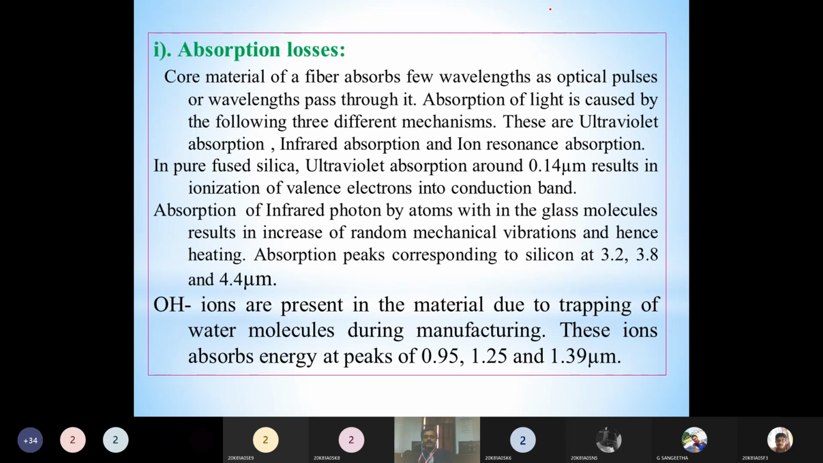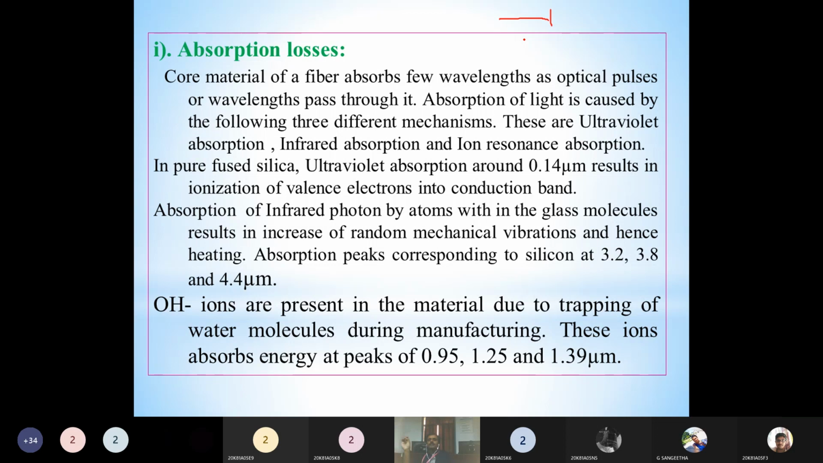Suppose I am taking any type of material. Any light is incident on it. What happens? Some light is absorbed. What is the reason for absorption? In semiconductors we discussed this.